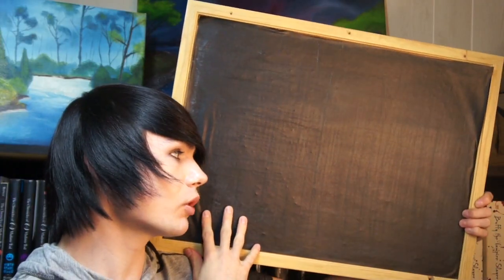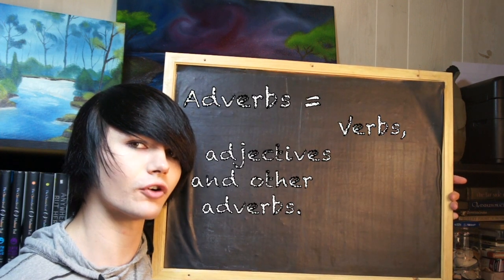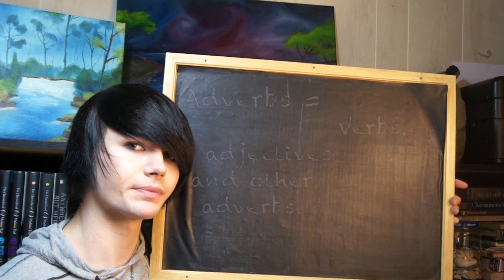What was that, Mr. Chalkboard? Adjectives are used to describe nouns or pronouns, whereas adverbs are used to describe verbs, adjectives, and other adverbs. Often, but not always, adverbs end in ly, which makes them easy to spot. You shouldn't rely on an overabundance of modifiers to create vivid imagery, but instead use a handful of well-placed ones.